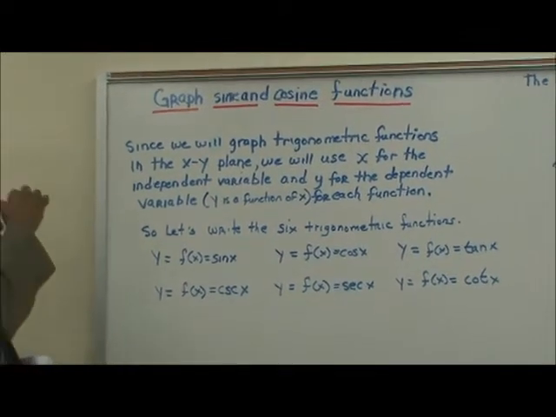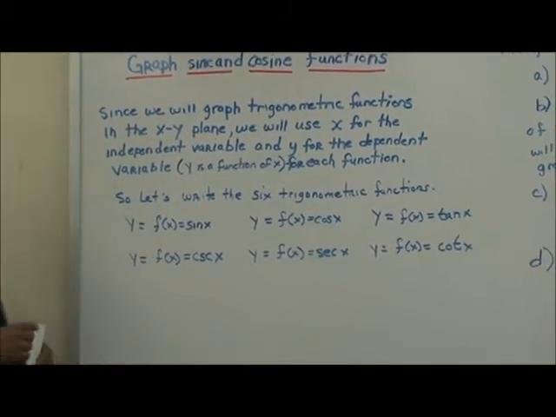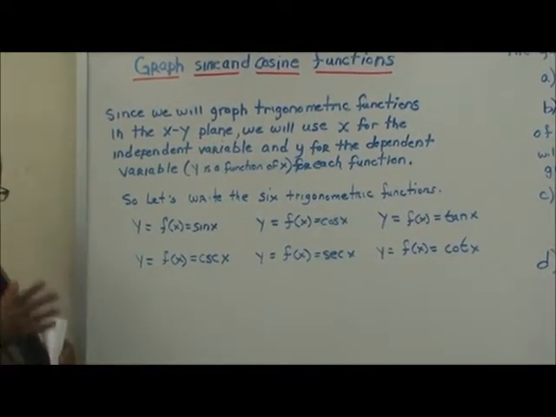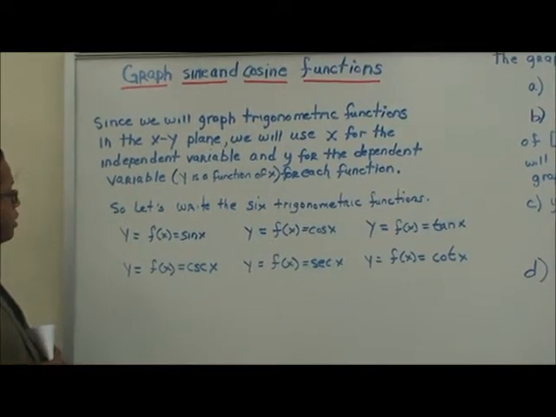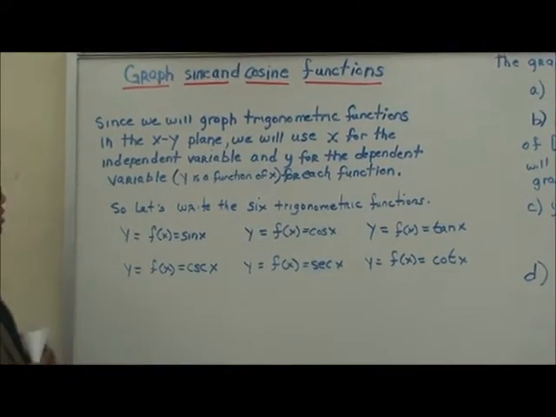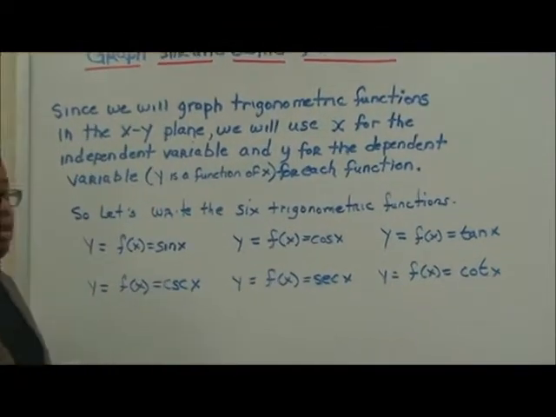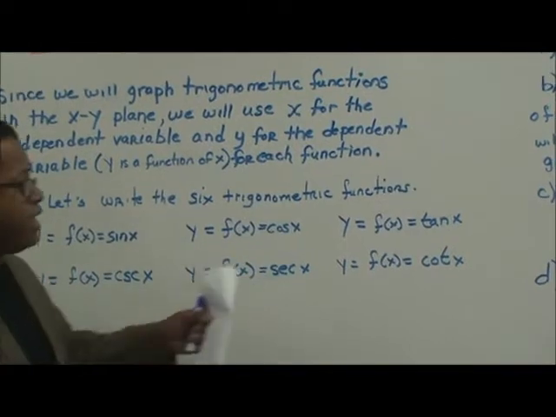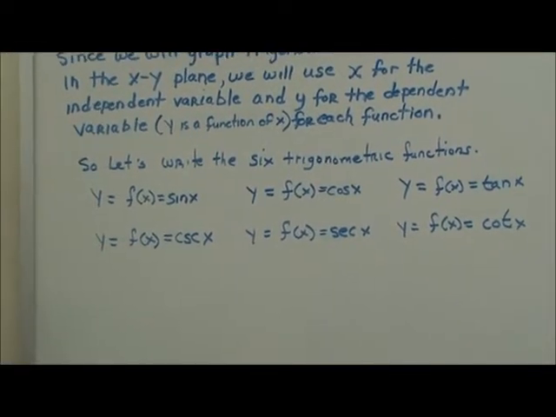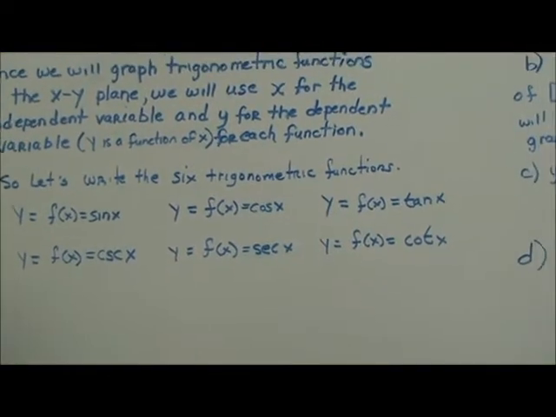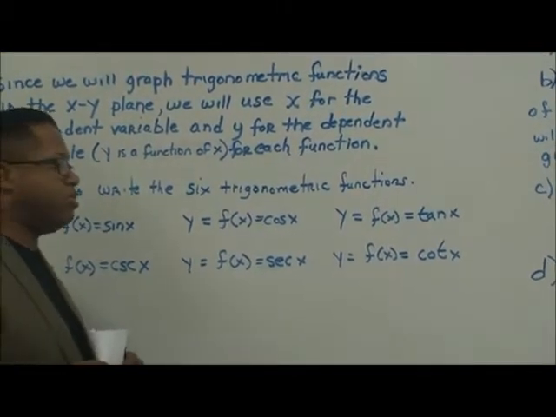Now, we've written the six trigonometric functions in terms of x, and I want to read them off to you. y is equal to f of x is equal to what? Sine of x. And we have f of x is equal to the cosine of x. Of course, f of x is equal to tangent x. f of x is also equal to cosecant x. And f of x is equal to secant x, and f of x is equal to cotangent.